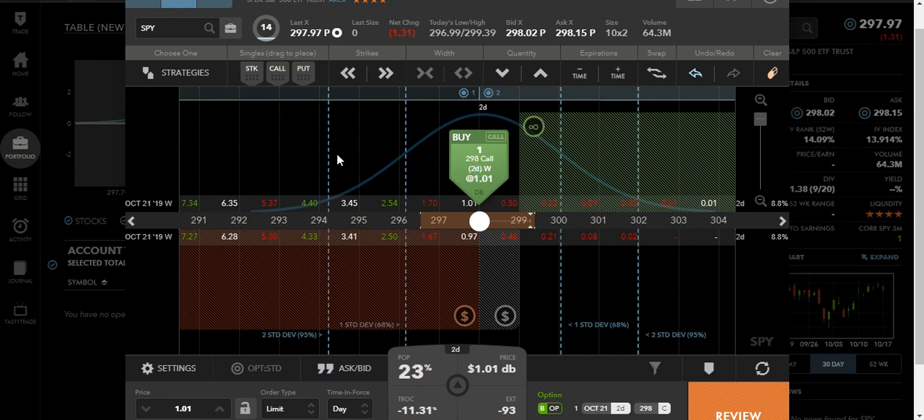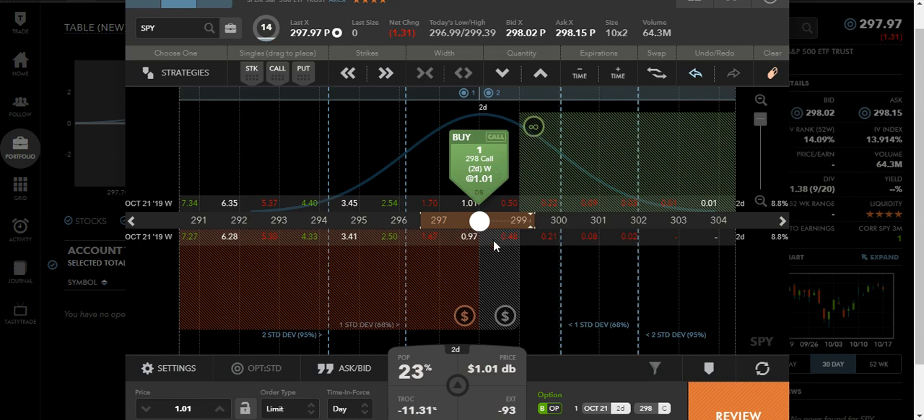Now, if you look at our profit loss graph here, the green is where you start to make money. The 299, right where the green stops, is your break even, and the red is where you lose money. So in order for this option even to make money, this is a 2-day. I got it expiring basically on Monday, even though the market's not open. This is just an example.